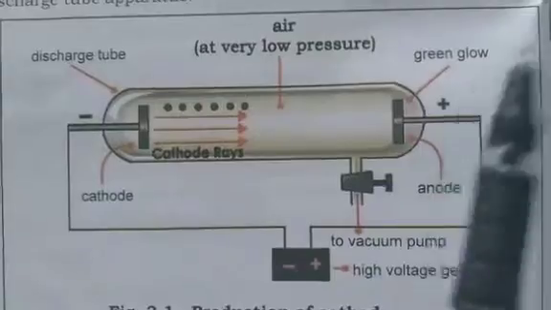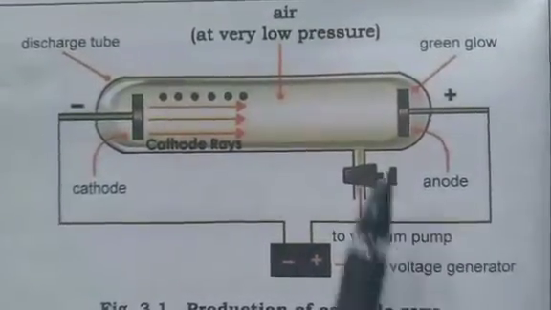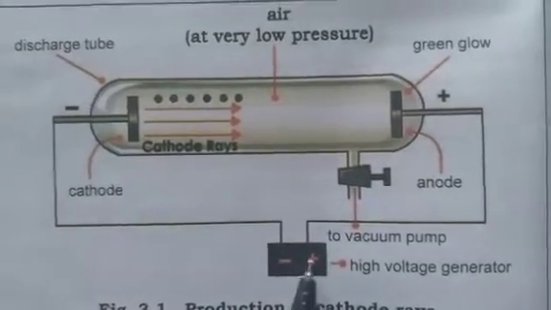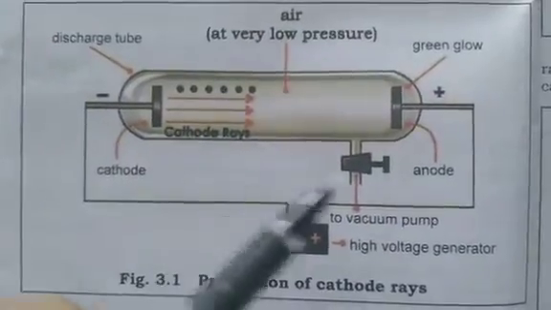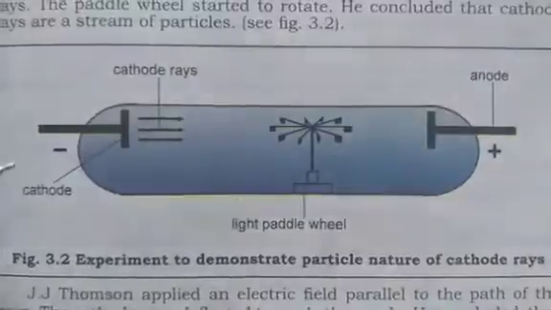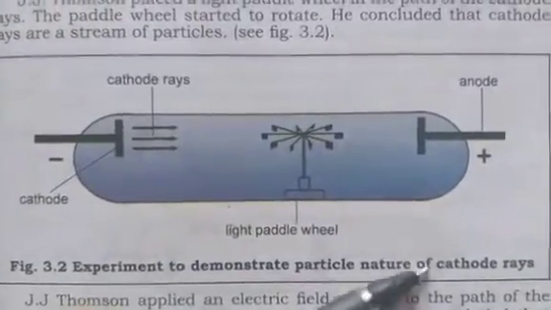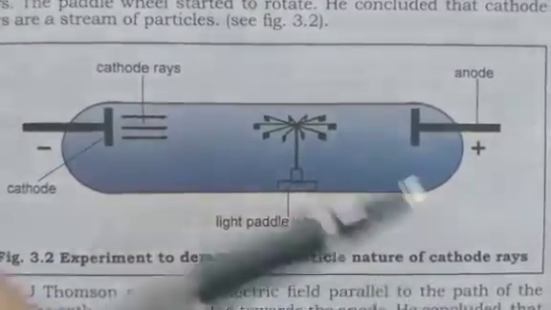If the plate of the discharge tube is connected to the positive side, this plate is called the anode plate. This is one experiment conducted by J.J. Thomson. The next experiment is to demonstrate the particle nature of cathode rays.